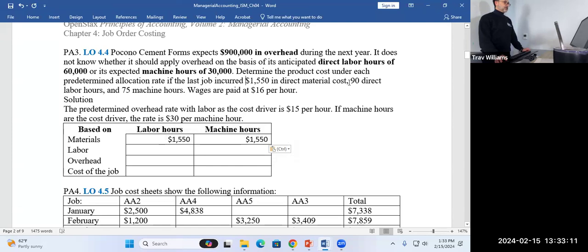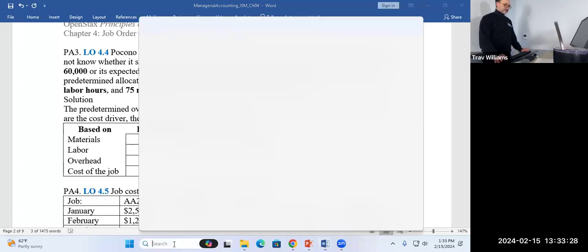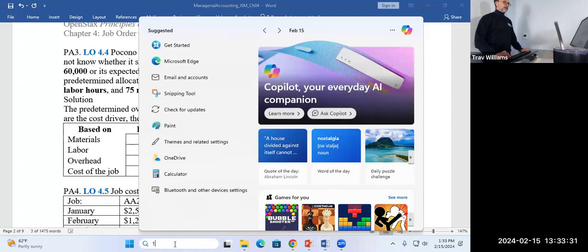And their direct labor costs, it says that they've got 90 hours of direct labor and 75 machine hours. Okay, the wages are $16 per hour. So how do we figure out our labor costs? Okay, so we'll take the labor rate.